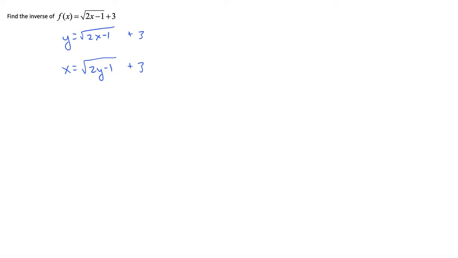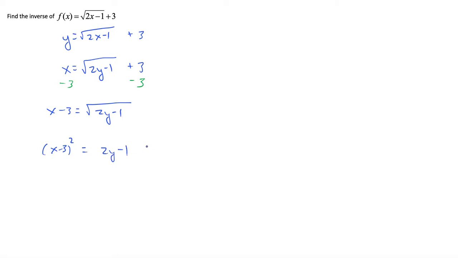So here's a little bit of algebra, right? I'm going to subtract 3 from both sides. So I get x − 3 = √(2y − 1). And now here's the key step. We want to square both sides. We've got to get rid of this radical here. So I'm going to square both sides. So I get (x − 3)² = 2y − 1.